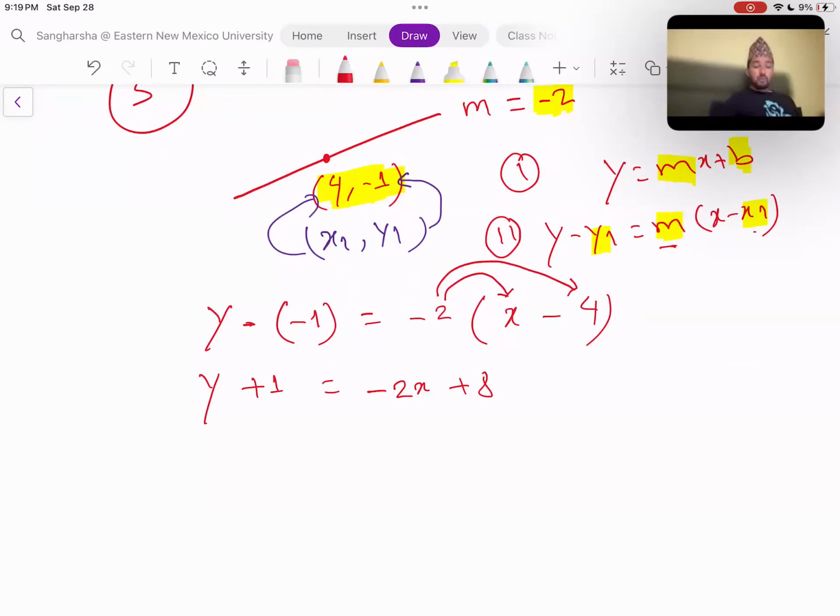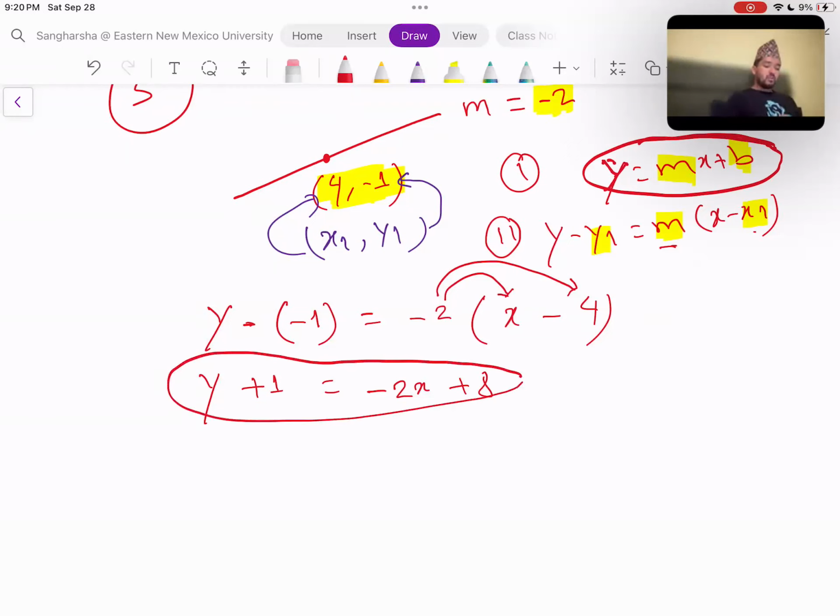Now, if you read the instruction clearly, you are asked to express the equation of a line in the form y equals mx plus b. Now, your answer has to be in this form. In this form means you have to solve this equation for y. Now, you have this equation and you are solving this equation for y. Okay, and that is our slope-intercept form.